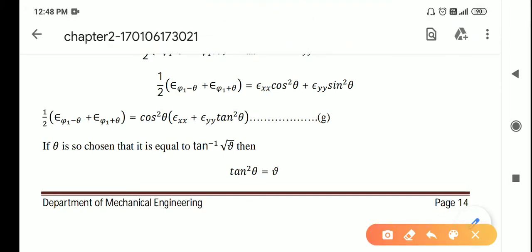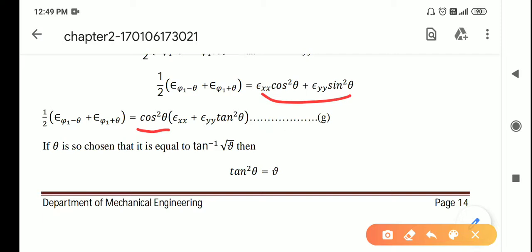This cos square theta is going to be taken away from this equation, and it will be written in here, and the equation is further transformed into epsilon xx plus epsilon y by tan square theta. Okay, so like that it's going to be considered.